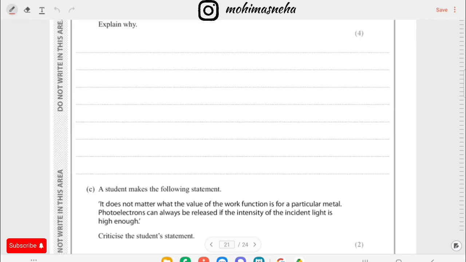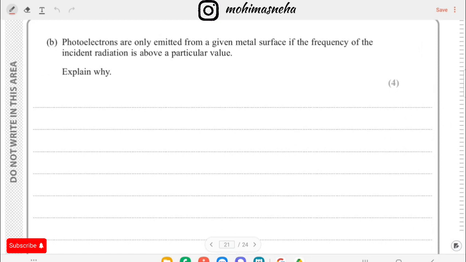Question B. Photoelectrons are only emitted for a given metal surface if the frequency of the incident ray is above a particular value, and we need to explain why. Because each photon only interacts with one electron, and that one electron absorbs energy from that one photon. So the minimum energy requirement for an electron to be emitted has to be met by the photon, so if there are higher frequency photons, more energy can be absorbed.